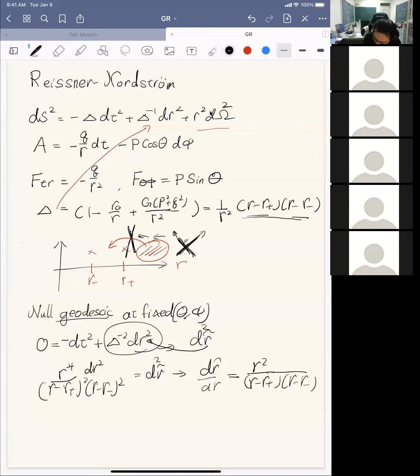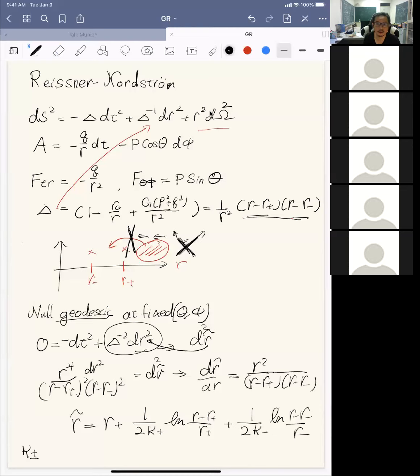Just solving this, you can directly check that this indeed is a solution. You get that r tilde is basically equal to r plus 1/2. Let me call this k plus, log of r minus r plus over r plus, 2k minus, log of r minus over r minus, where k plus minus.